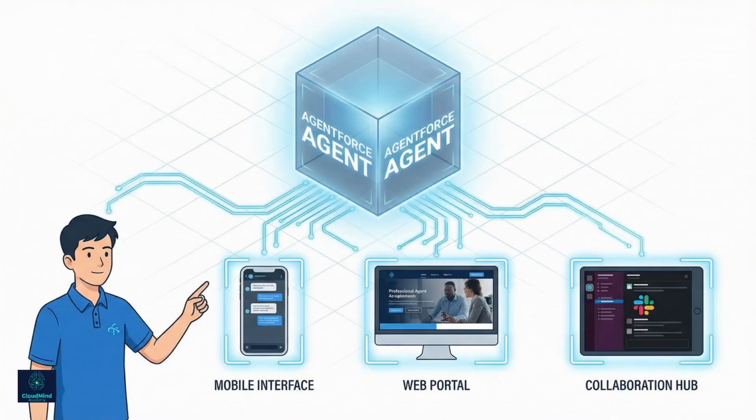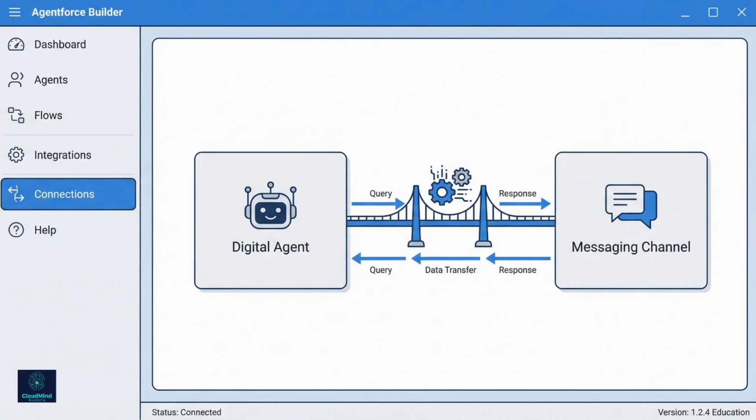An Agentforce agent doesn't just exist on its own. It has to be connected to a place where people actually interact with it. Email, messaging, Slack, an Experience Cloud site, or inside Salesforce itself. Those connections are intentional, they're configurable, and they depend heavily on agent type. That's what Salesforce wants you to recognize. What a connection really is.